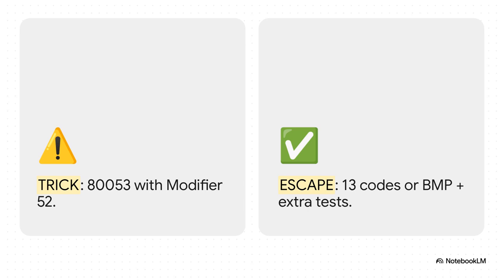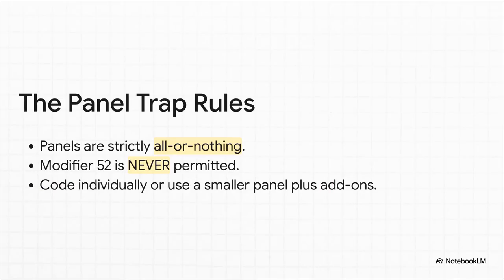A panel code represents a rigorously defined exact set of tests. So here is the golden rule you need to remember. Panels are strictly all or nothing. If even a single component is missing, modifier 52 is never, ever permitted. Instead, you've got to bill the performed tests individually or drop down to a basic metabolic panel, code 80048, and just add those extra tests separately.